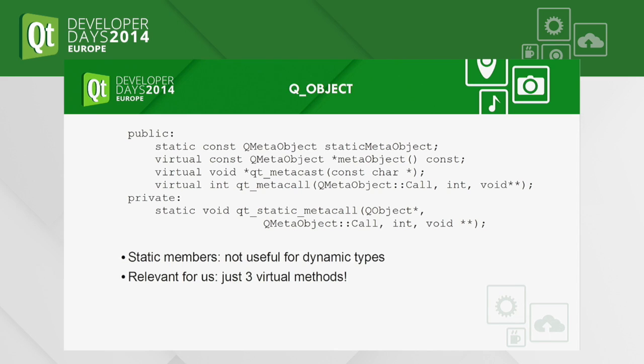Then we have a virtual method that returns the MetaObject dynamically at runtime, so that's easy enough to implement, right? Just a virtual method. Same for the other two, qt_metacast and qt_metacall, so for behavior and casting, regular virtual methods that we can override. So that's an easy enough entry point for us.